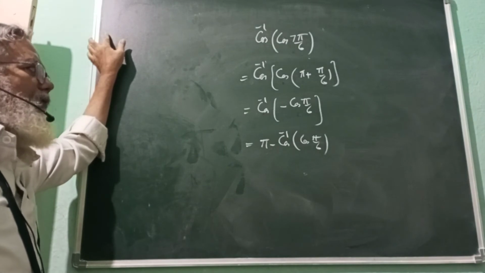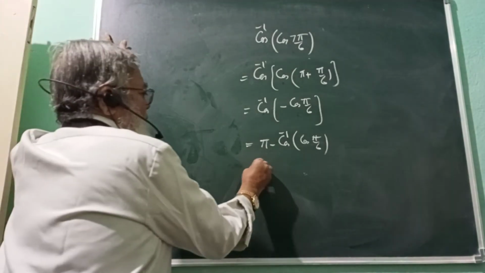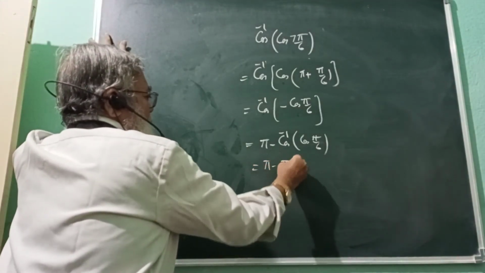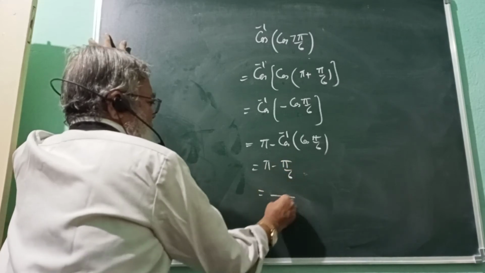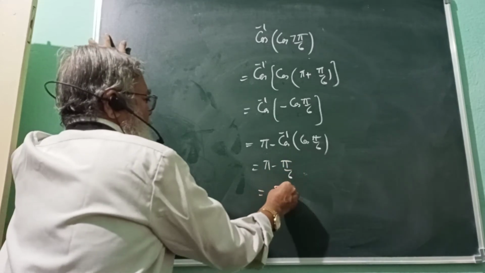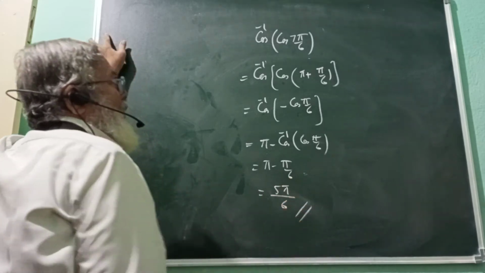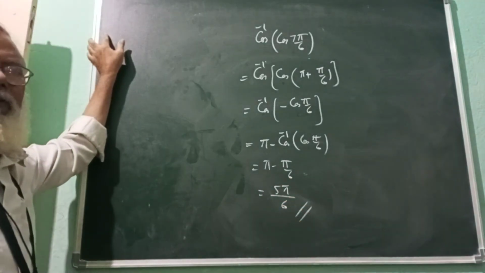Now cos and cos inverse cancel each other. We can write pi minus pi by 6. Take LCM, 6 pi minus pi is 5 pi by 6. That is the value of the given problem.